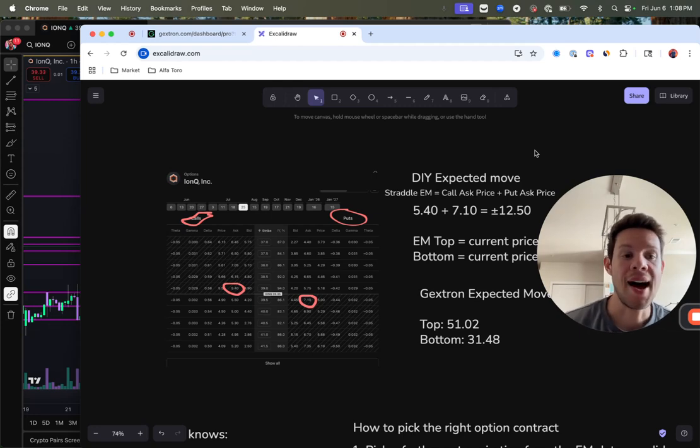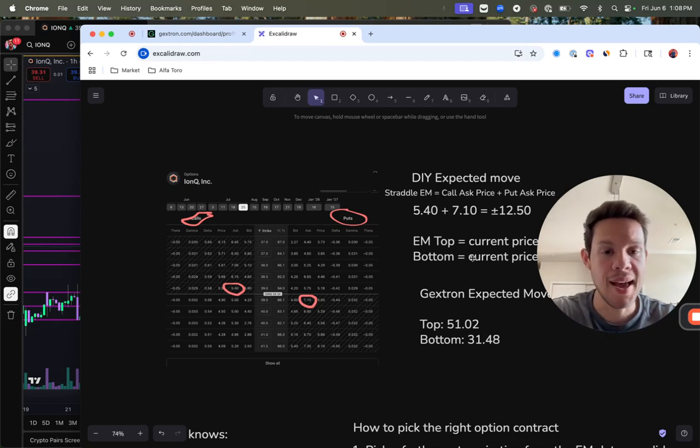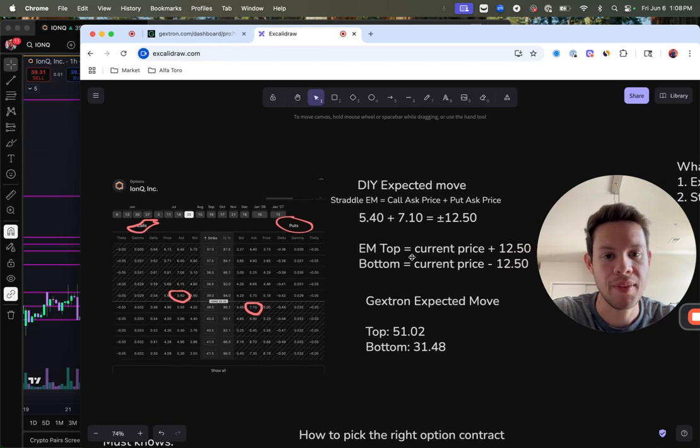IONQ for us right now is a leap trade. We have 2027 leap option contracts. And this is how we're doing it, and I'm going to show you how we're doing it so you can do it too.